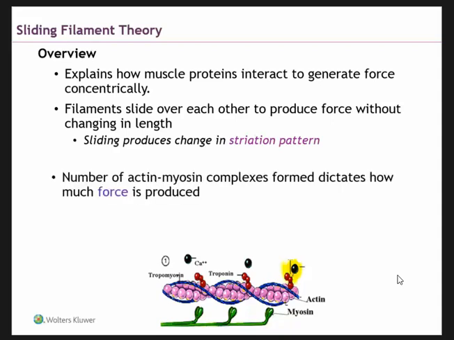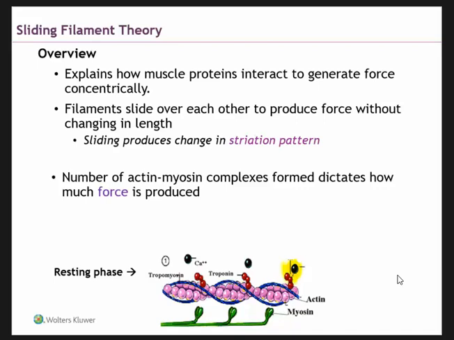Something else is the number of actomyosin complexes formed determines how much force is produced. So if we have, let's say, 50% of our actin bound to myosin, then we're only going to be able to produce about half the force that our muscle is able to, compared to if we have almost all or every single actomyosin complex formed in the muscle, then we're going to be able to produce maximal force. So all of the force we produce is determined by how much cross-bridging or actomyosin complexes are formed.